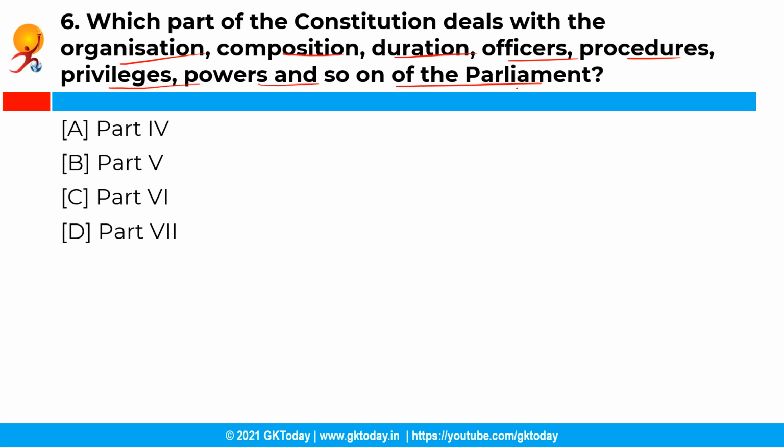Now you have the following options and the correct answer is option B, that is Part 5. See, Article 79 to 122 in Part 5 of the Constitution of India deal with the organization, composition, duration, officers, procedures, privileges, powers, and so on of the Parliament of India.